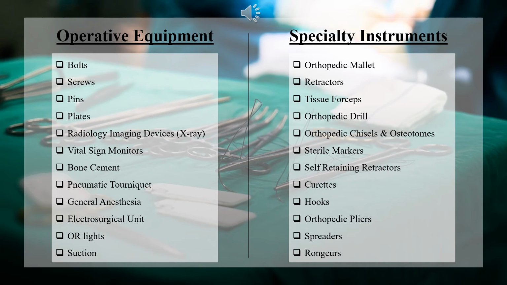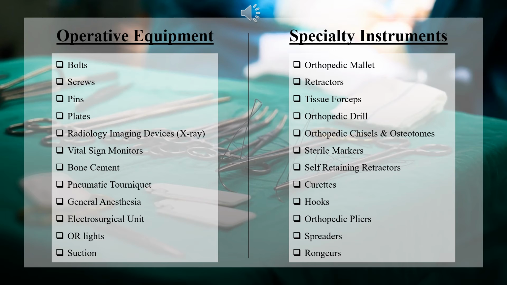Some of the operative equipment, like I said, bolts and screws to secure your prosthesis, pins and plates may be used. Your surgeon will use radiographic imaging like an x-ray to make sure that your prosthesis is in the correct position. Your vital sign monitors, which is what your anesthesiologist and anesthesia techs will be in charge of monitoring while you're under general anesthesia.